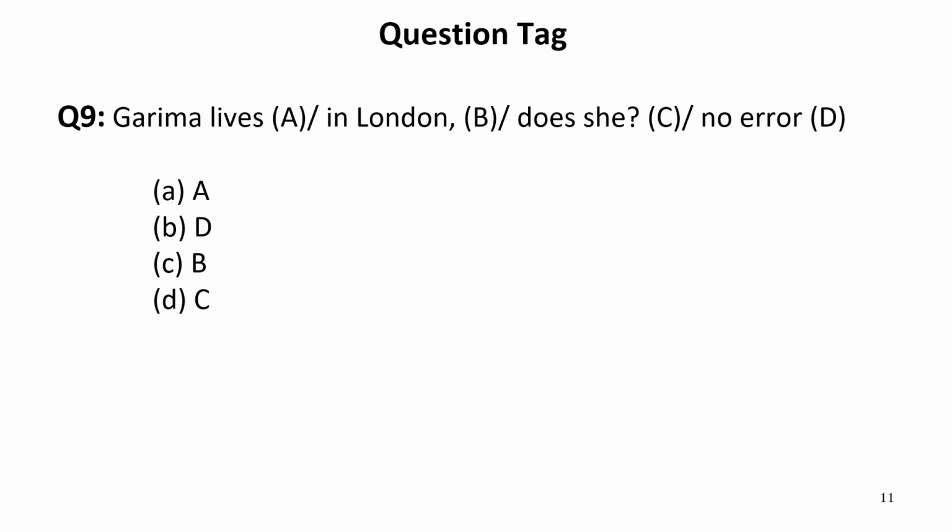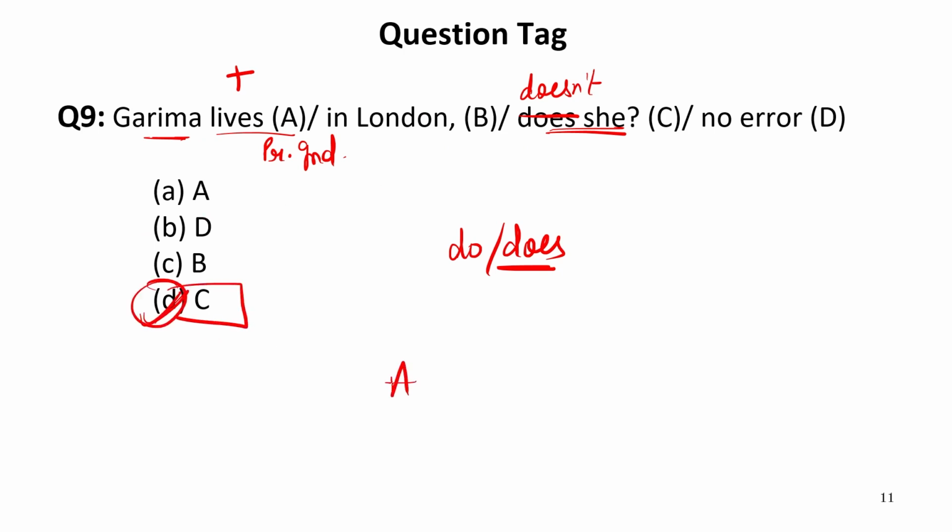Garima lives in London. The sentence is of present indefinite tense. And in present indefinite tense, we use do or does as helping verb. Now Garima is singular, so we use does. If the statement is positive, the question tag has to be negative. But here it is written does she, which is incorrect because this is a positive question tag, which is not required. In fact, we have to write a negative question tag over here. So this does will be replaced with doesn't. So the correct answer will be Garima lives in London, doesn't she? So the error is in part C, which is given in option D. So our answer is D.